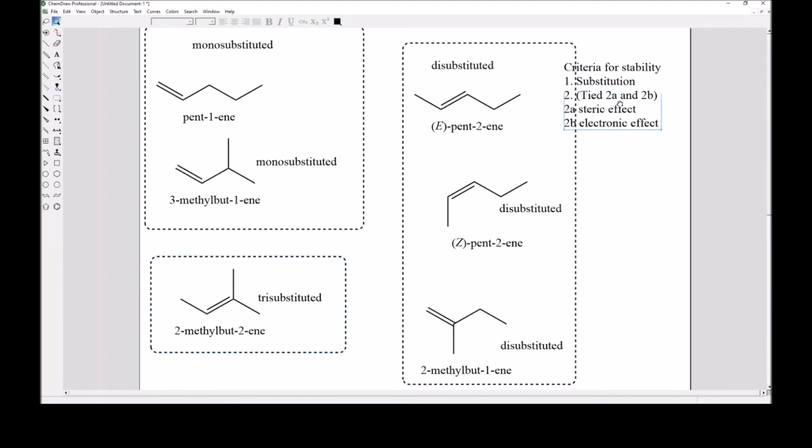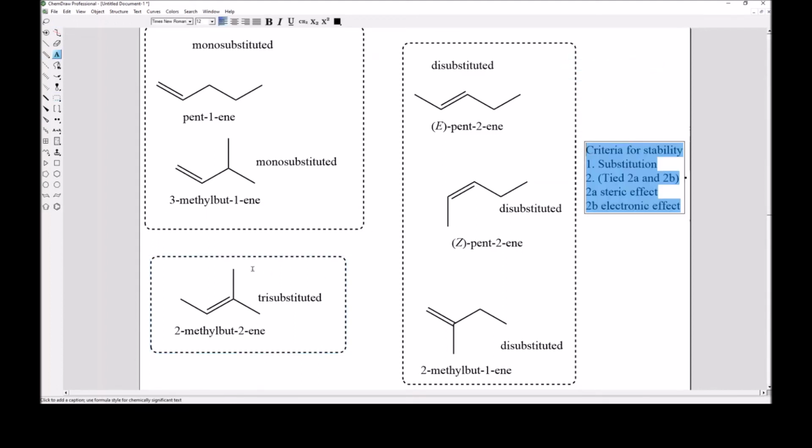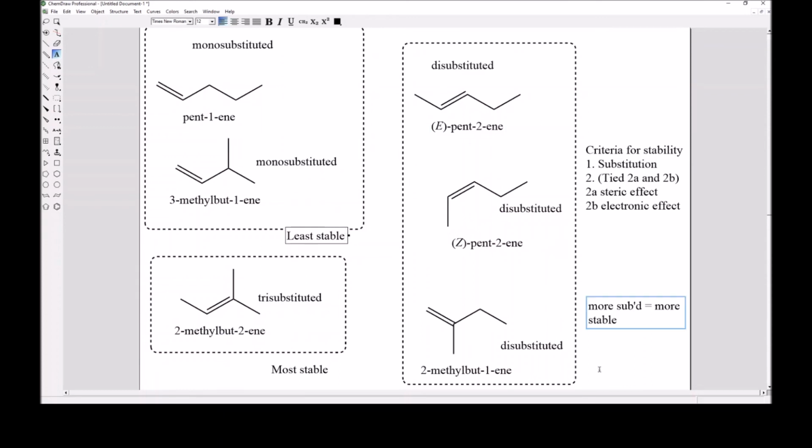Based solely on substitution, I can say that the more substituted it is, the more stable. I'm going to write that down so that you do as well. More subbed is equal to more stable. Therefore, this compound right here is the most stable. And this group is the least stable group right here. Least stable. And then this one here is in the middle. And that's just based on the most important criteria, and that is substitution.